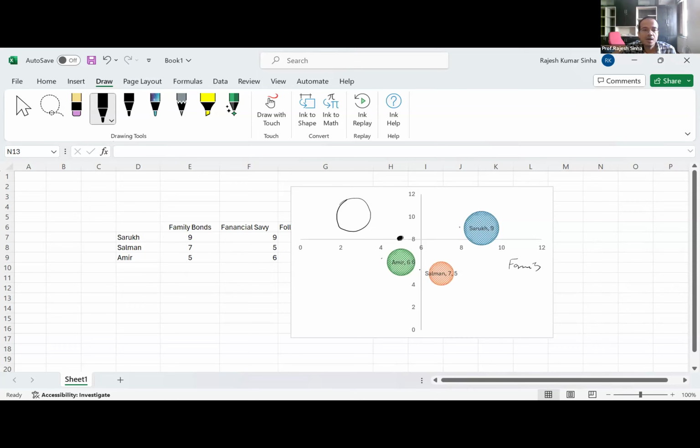And the y-axis is my what? Financially savvy. So this zone is very important to me. This zone is very important to me. I will be going here. All right, and which zone will be bad for me? This zone is a no-go for me. Both are on a lower side. This zone I may explore because financially savvy is something.